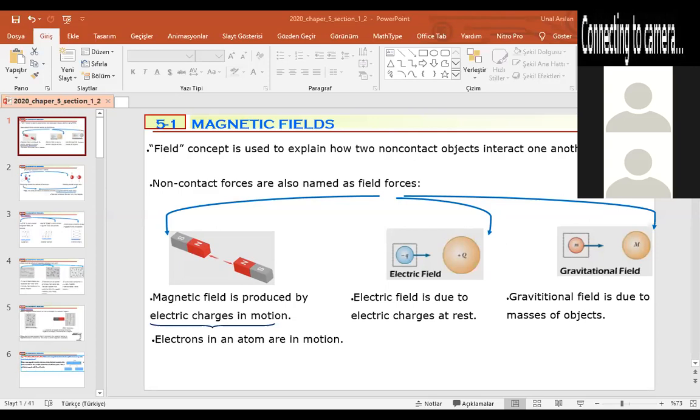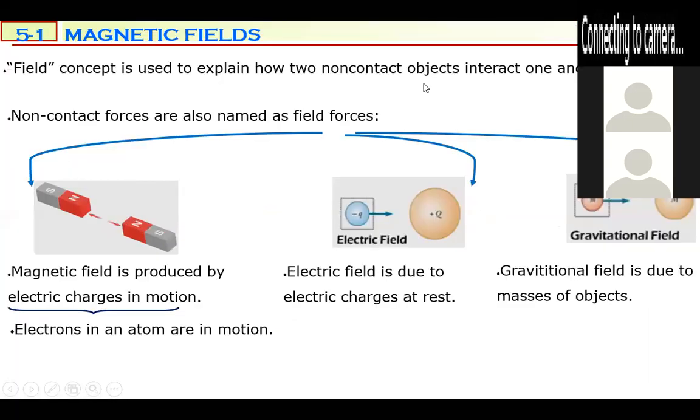All right, so chapter 5, we will start with section 1, which is about magnetic fields. Chapter 5 is defining the magnetic fields of a natural magnet first. After that, we will define the magnetic field of current carrying wires.